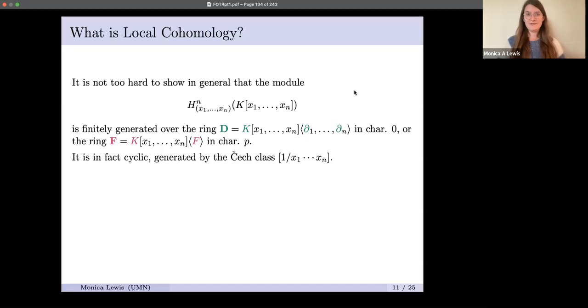The basis looks like a natural generalization of the basis we showed on the previous slide, and either repeated differentiation or repeated application of the Frobenius can get you from this one element to any element.